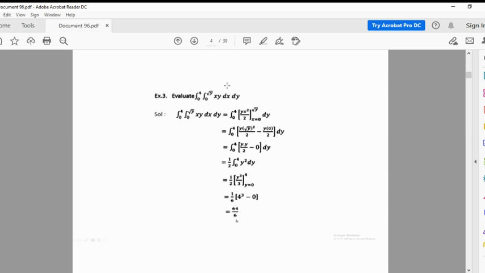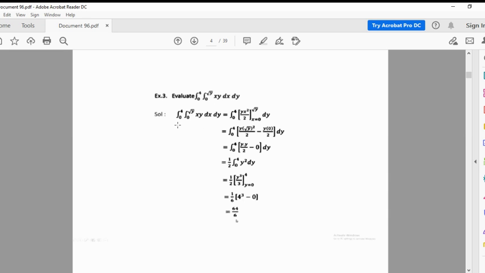We have to choose what is the first integral. In this integration, the first integration varies from 0 to root y, and the second integration varies from 0 to 4. Since the limit contains y, x varies from 0 to root y. So the first integration must be with respect to x. In between the limits, we have to take the integration with respect to x first.